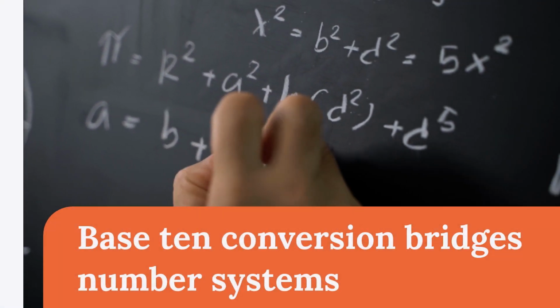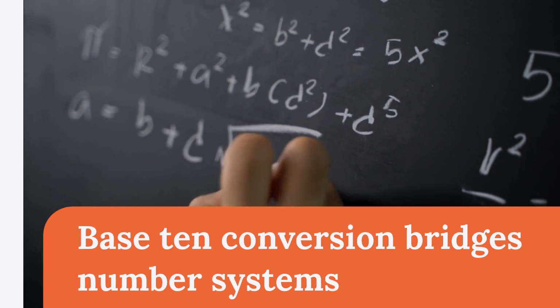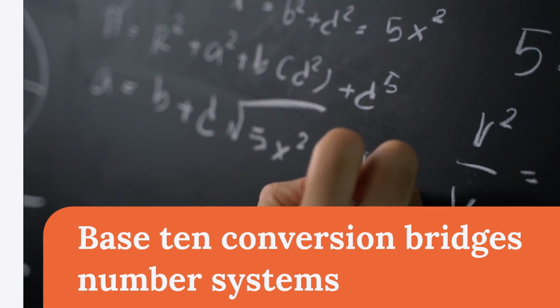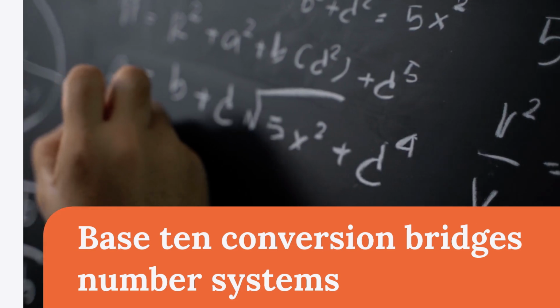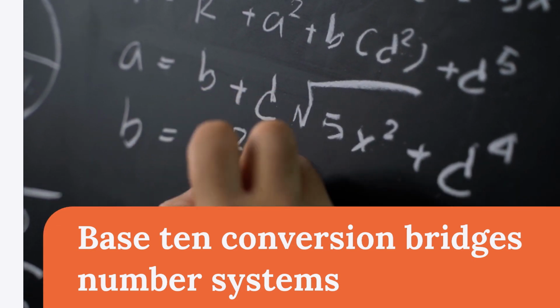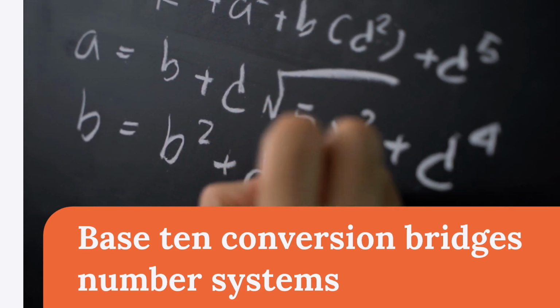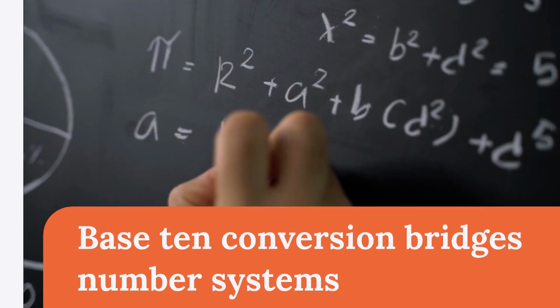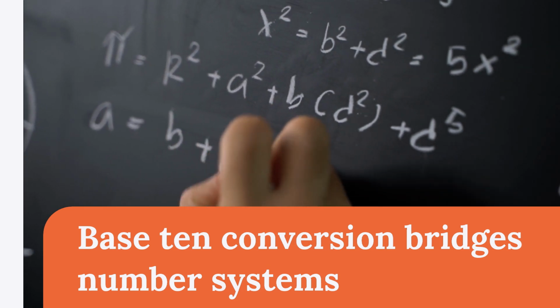Converting to base 10 helps understand numbers in other bases. In binary, each bit's power of 2 is summed for conversion. In hexadecimal, digits are multiplied by powers of 16. This method bridges different number systems to base 10. It's a key technique in computer science.